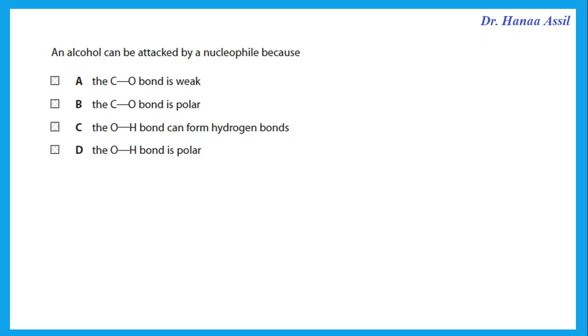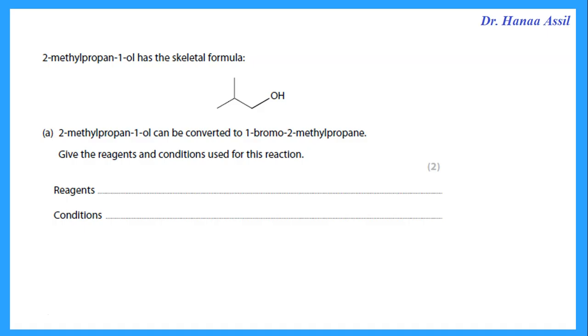An alcohol can be attacked by a nucleophile because what? Remember we said the alcohol can be attacked by a nucleophile because the C-O bond is polar, the carbon is slightly positive, and the oxygen is slightly negative.